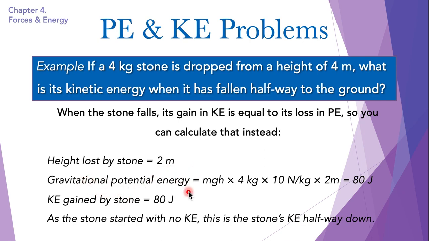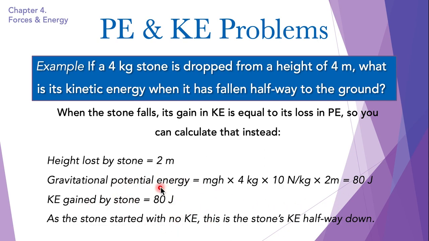So the gravitational potential energy is equal to mgh, which is 4 kg multiplied by 10 newton per kg multiplied by 2 meters, and we get 80 joules. So the gravitational potential energy is 80 joules halfway to the ground. The kinetic energy gained by the stone is 80 joules as well. As the stone started with no kinetic energy, this is the stone's kinetic energy halfway down, because its gain in kinetic energy is equal to its loss in potential energy. 80 joules of gravitational potential energy is lost, so it is equal to the gain in kinetic energy, 80 joules.